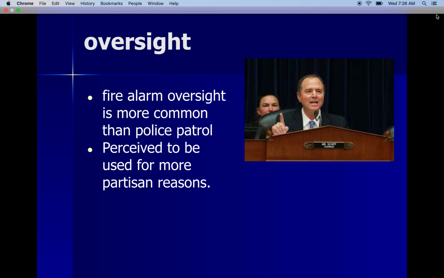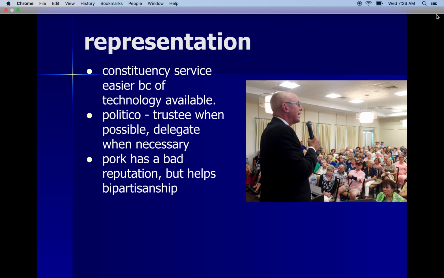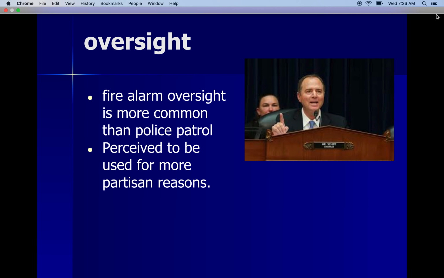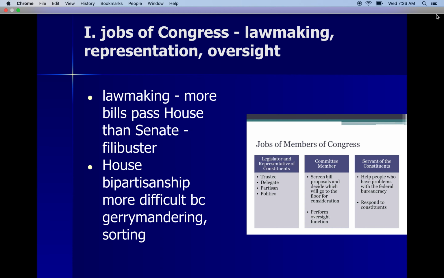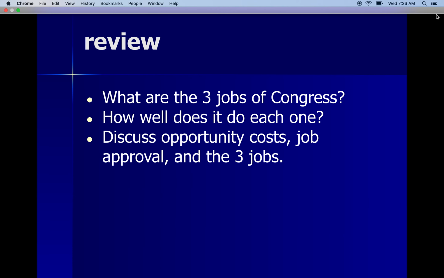All right, oversight is seen to be partisan a lot of times. So the impeachment was definitely seen to be a partisan thing. All right, and so probably the area where Congress is seen as doing its job the best is the representation. Oversight seen as awfully partisan, and lawmaking is seen as just not very effective. All right, there we go.